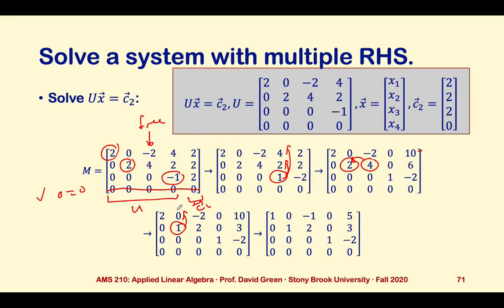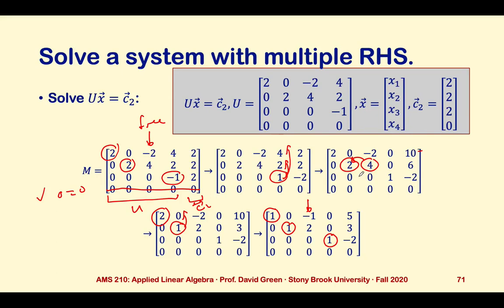That means we're ready to move up and over again. It's not 1, so we need to scale. Divide through by 2, gives us 1, 0, -1, 0, 5. This is now in a reduced row echelon form. The pivots all have values of 1. They're all isolated in their columns. We have a free variable column that includes non-zero entries.